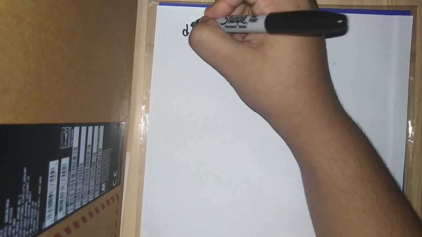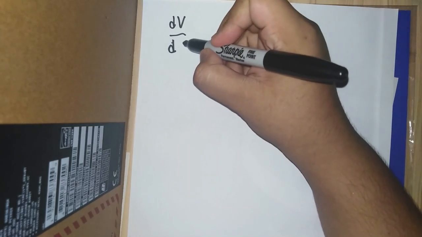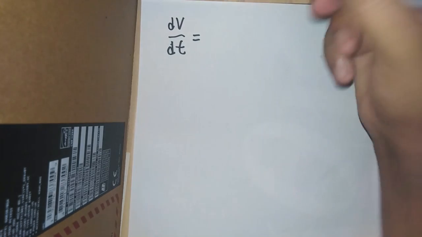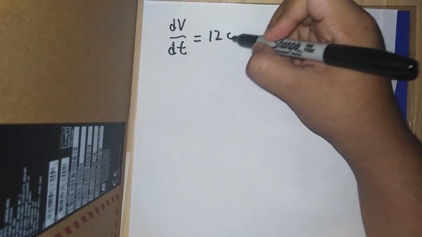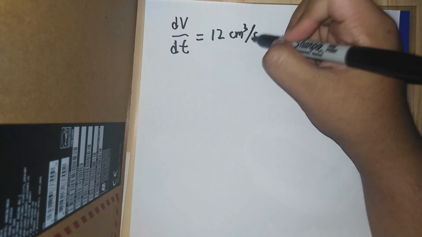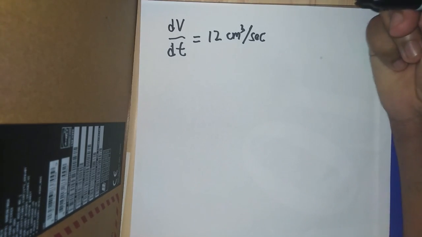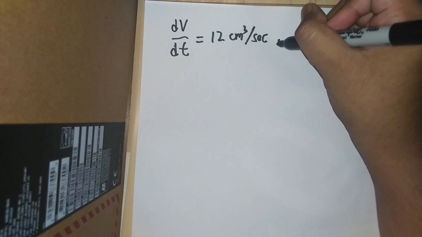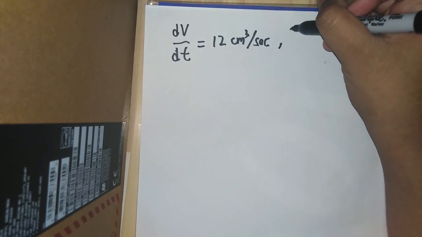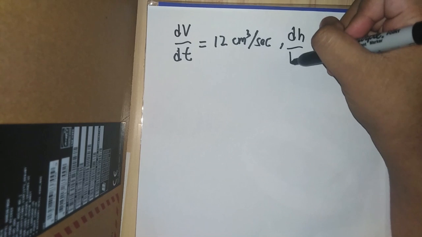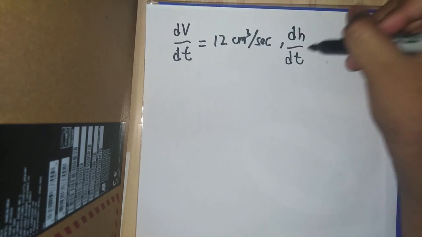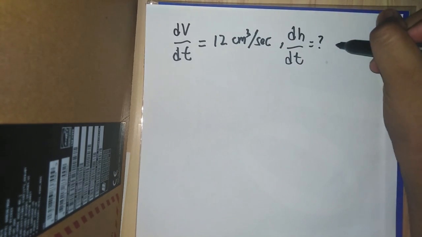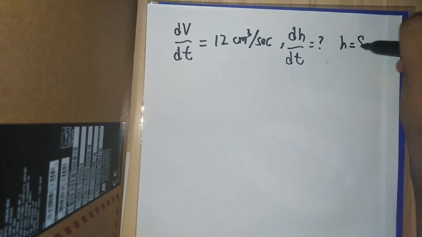By reading this problem, we can conclude that dV over dt is equal to 12 cm cubed per second. And then the question requires us to find dh over dt when h equals 8.